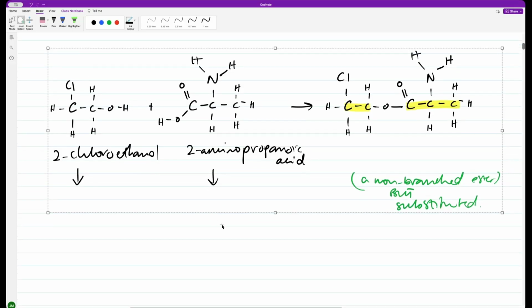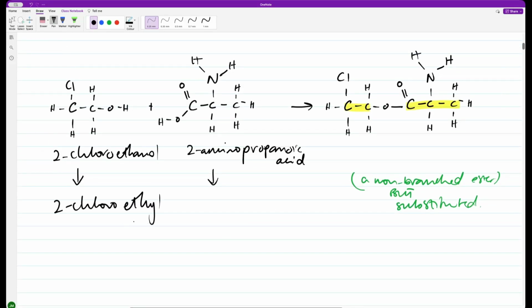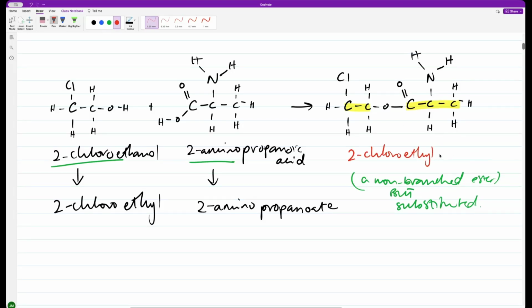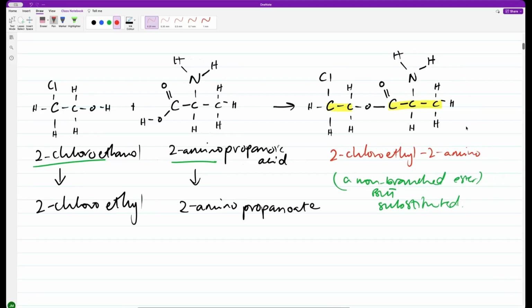The 2-chloroethanol will just be 2-chloroethyl. It gets the same ending, right? We're just adding the 2-chloro prefix in. And the propanoic acid is going to become 2-amino. So you keep the prefix, and then you just add the regular endings for the ester. So 2-aminopropan, instead of propanoic acid. So the name of this ester that has formed is 2-chloroethyl 2-aminopropanoate.